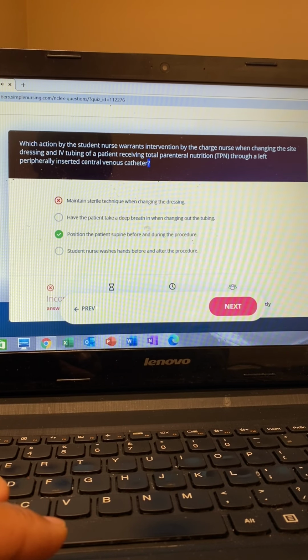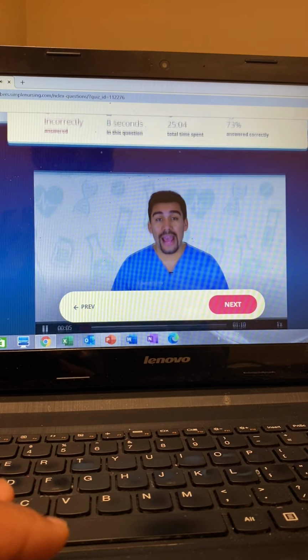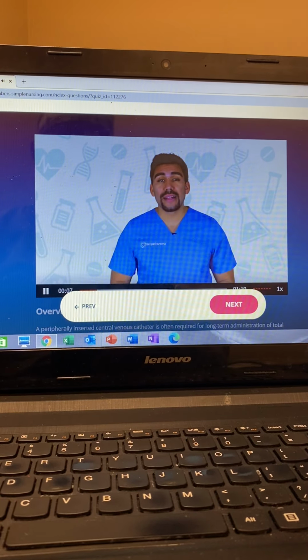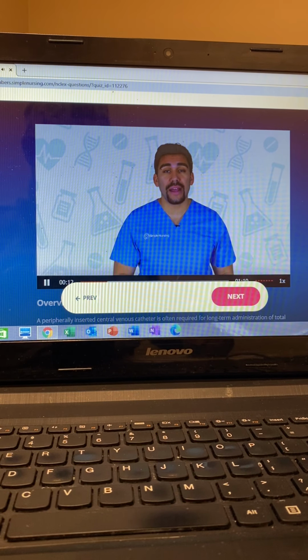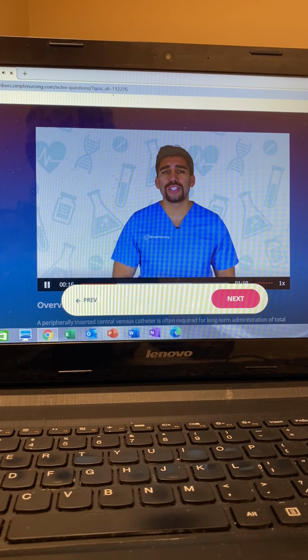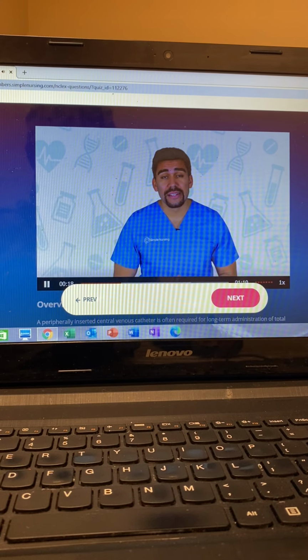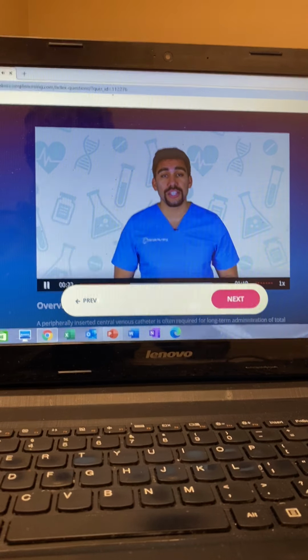Now using our 3 steps, let's break this down. Alright, this question is asking for the incorrect action for the key problem, a student nurse who is changing the dressing and IV tubing of a PICC line for a patient getting TPN. So guys, the biggest thing we're thinking is positioning and technique. So the solution we're looking for is an improper action to do this procedure.